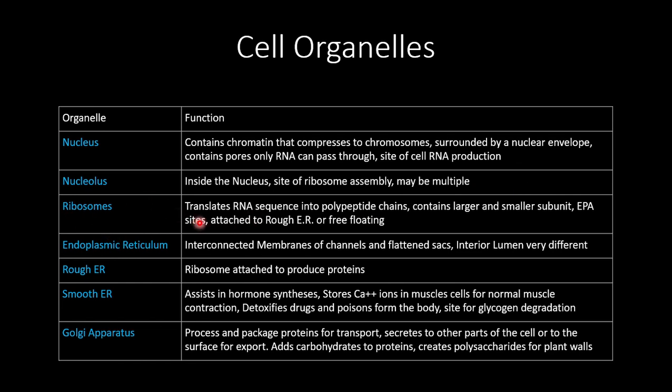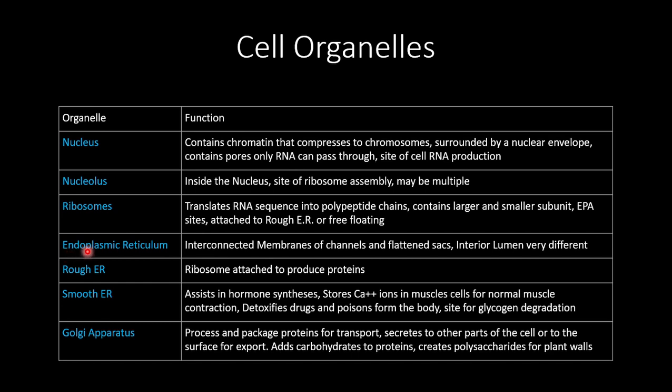Ribosomes. They translate RNA sequences into polypeptide chains, and contain larger and smaller subunits and E, P, A sites, and are attached to rough ER or free floating. When we learn about translation, we'll look into the E, P, A sites more deeply, but this is a general statement of what ribosomes are.